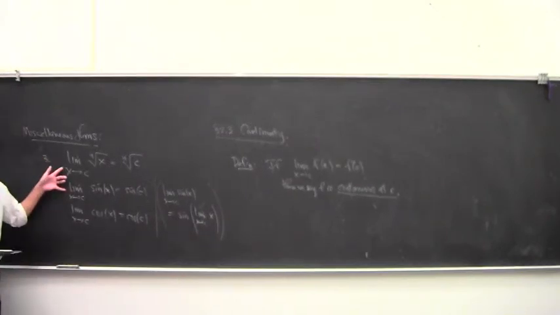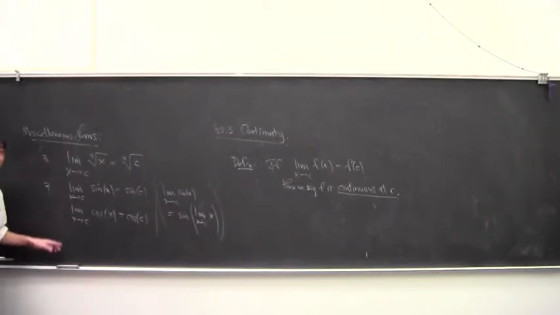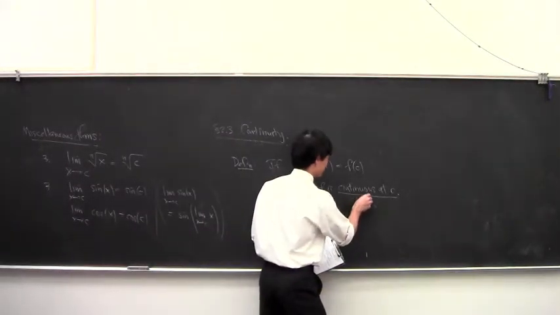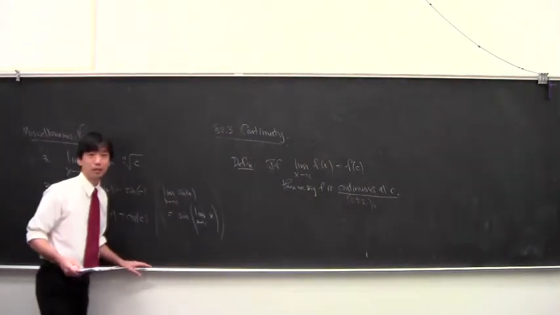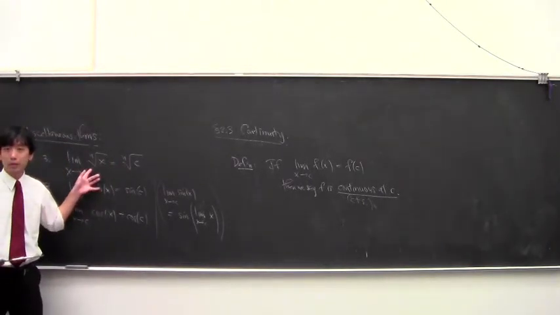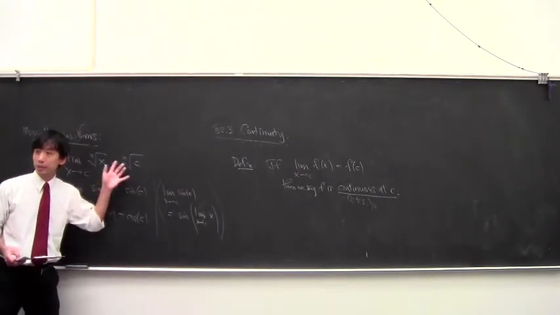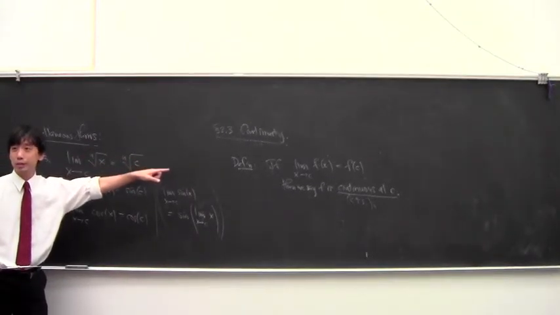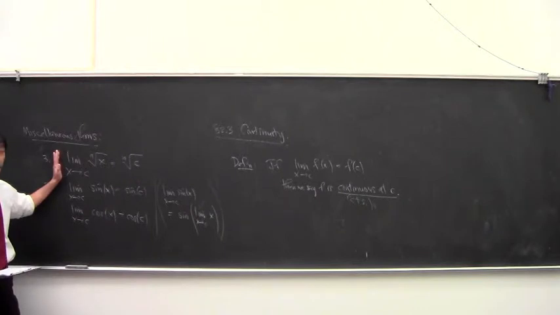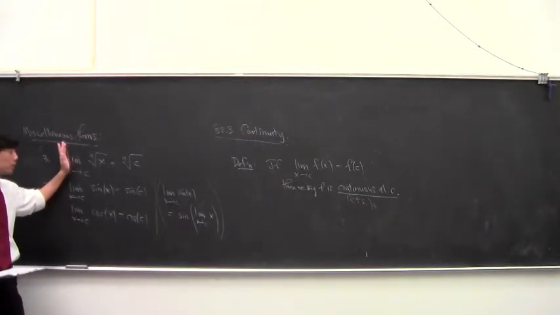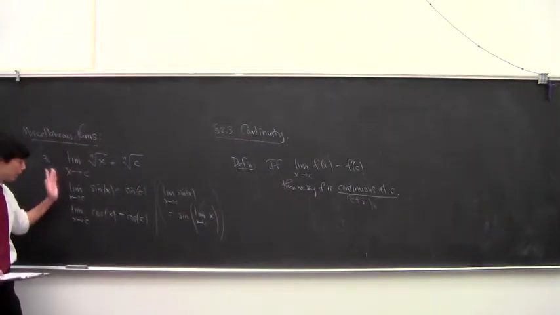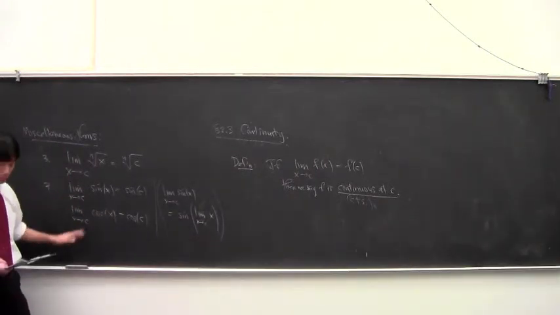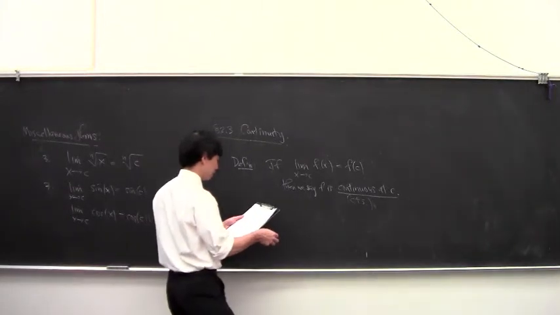So to use that language here, what we're saying is that the nth root function is continuous. The sine function is continuous. The cosine function is continuous. In fact, at every point. So that's how you want to phrase it.